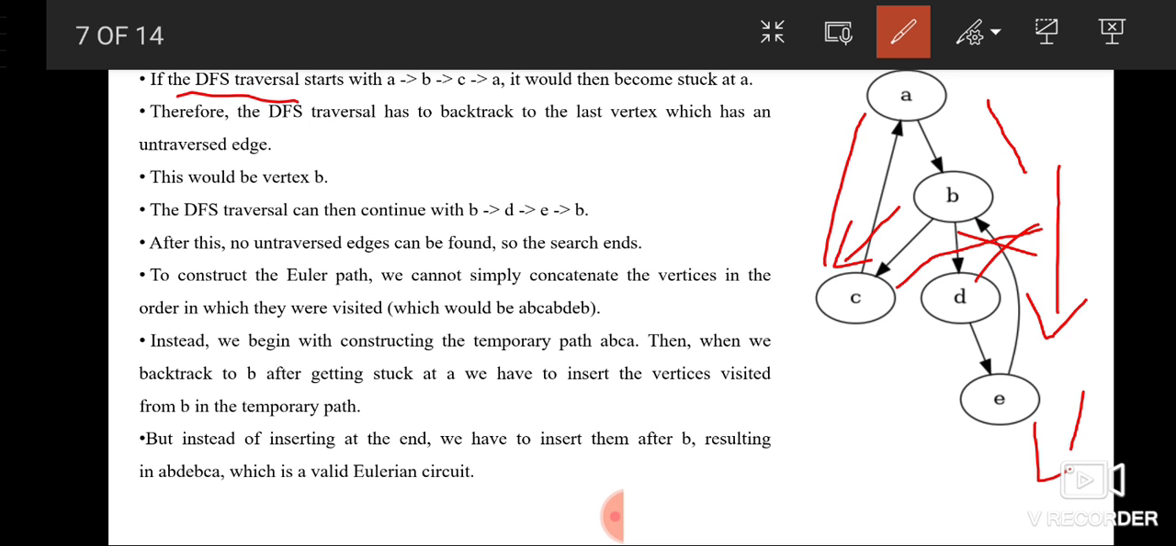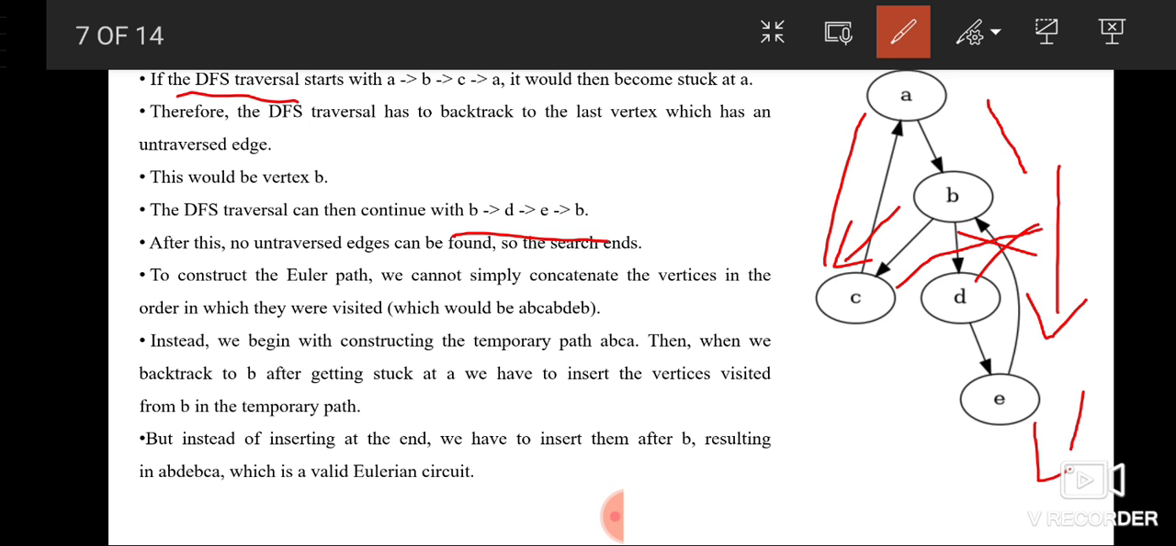Okay, that is the difference. So for example, like this. We start with the vertex A, B, D, E, B. So this is the first path. After that, you can merge the path A, B, C, A. So this is how we calculate the Euler circuit or Euler path using the depth first search traversal.